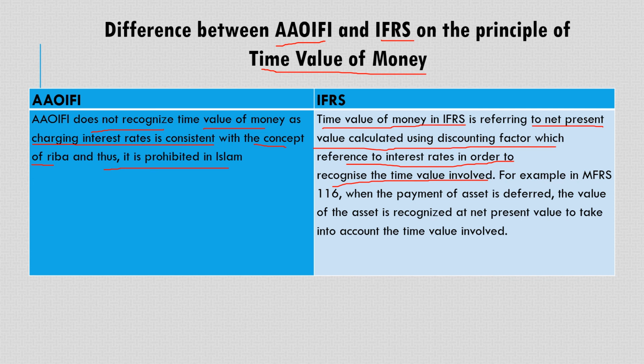So, time value of money that you have calculated before, how do we know the net present value? We use the interest rate in the table. So, we will get to know the net present value that we will get. But in Islam, we are not allowed to have interest rate. So, that's why for AAOIFI, they do not adopt time value of money, but for conventional, they adopt the time value of money.